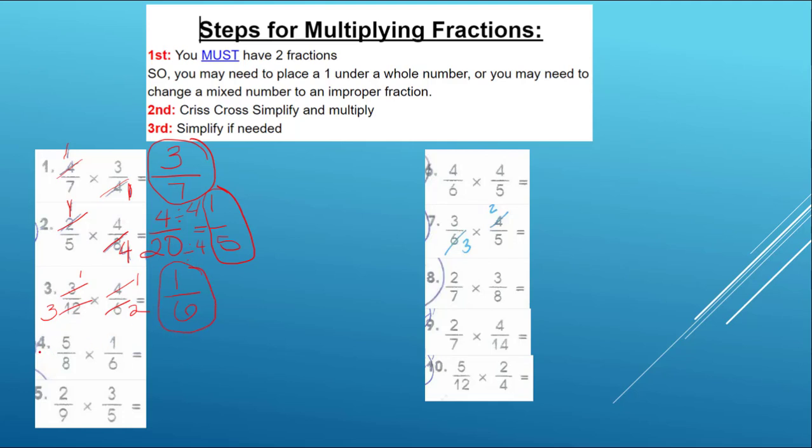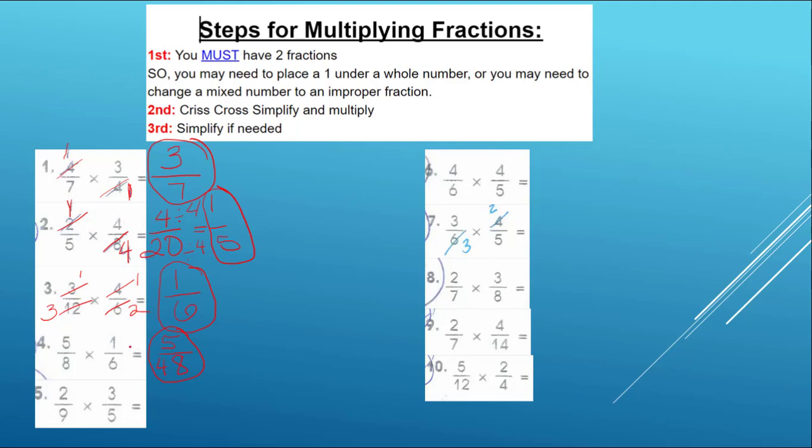Number 4, 5/8 times 1/6. See if we can crisscross simplify, and we can't on this one, so we can go ahead and multiply. 5 times 1 is 5. 8 times 6 is 48. Step 3, see if we need to simplify, and we don't, so that is our answer.